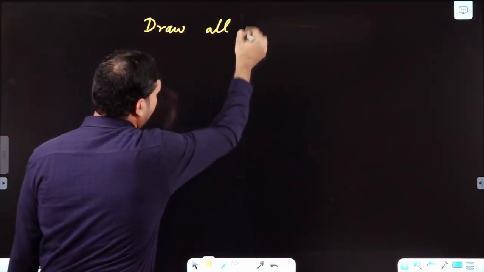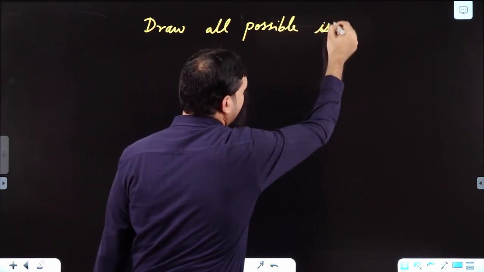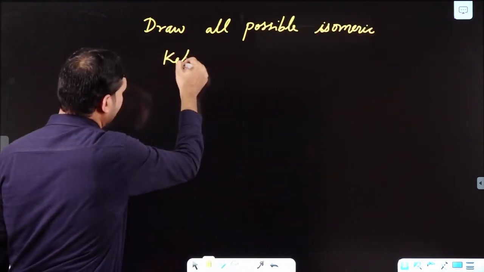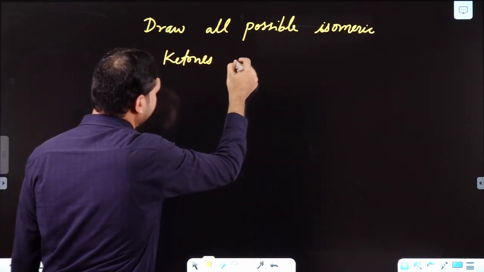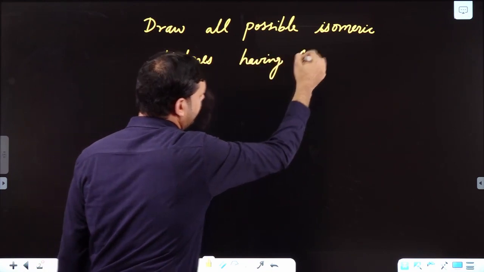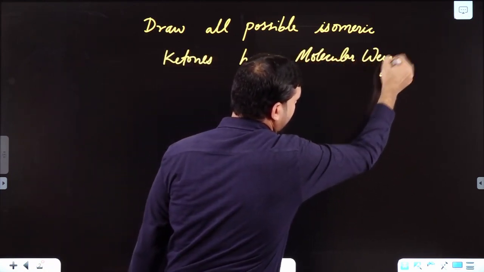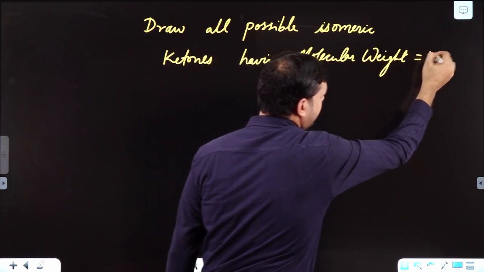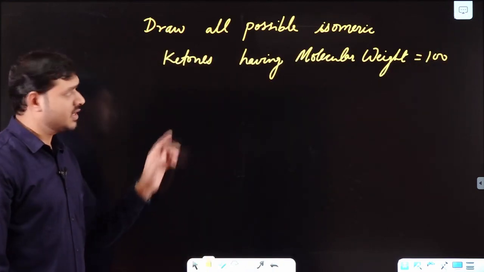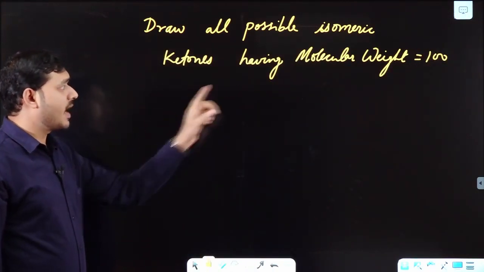Draw all possible isomeric ketones having molecular weight 100. So dear students, in this question you are asked to draw the ketones having molecular weight 100.